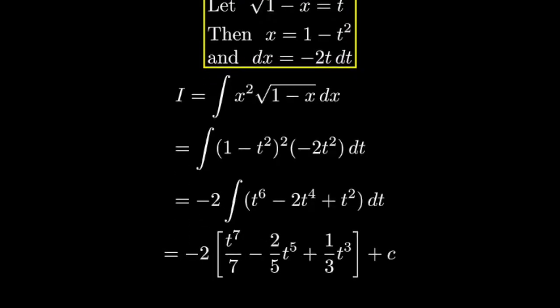The integral of t to the 6th is t to the 7th over 7. The integral of negative 2t to the 4th is negative 2/5 t to the 5th. And the integral of t squared is t cubed over 3.